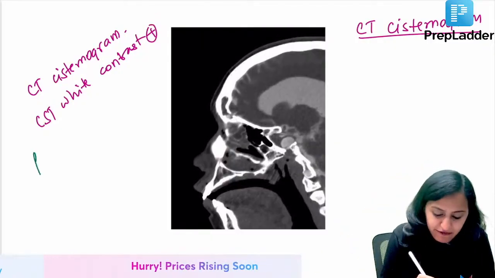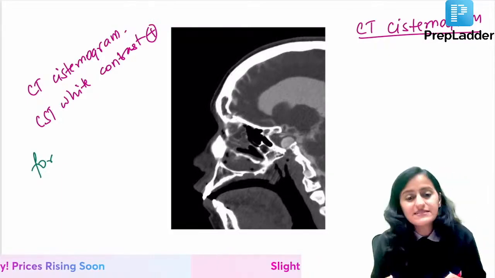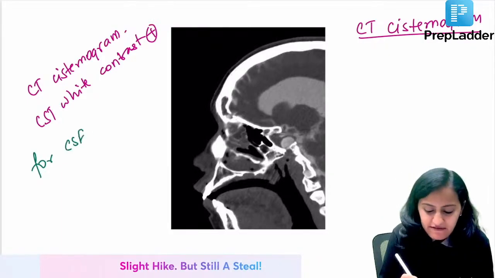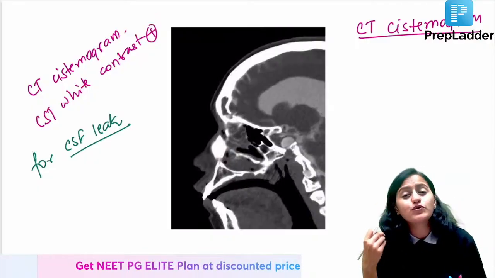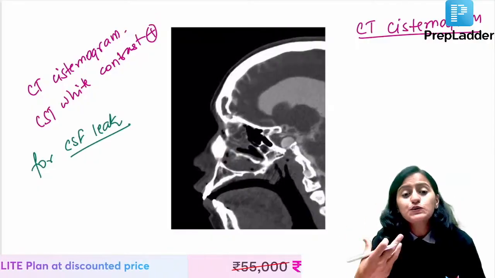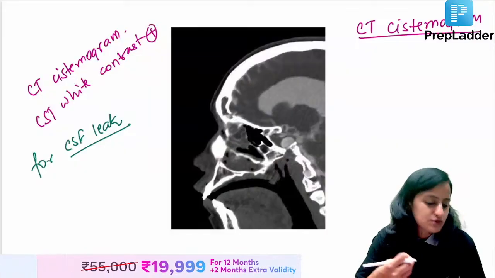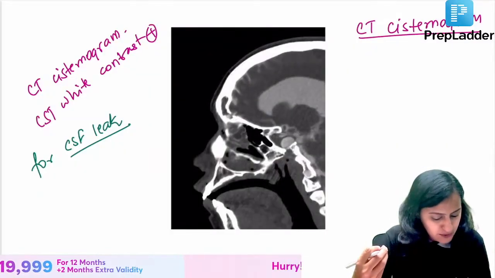What is it done for? Absolutely right. This is done for CSF leak. Like when there is CSF rhinorrhea, CSF otorrhea, where is the leak happening from? To localize the site of leak, we do the CT cisternogram.